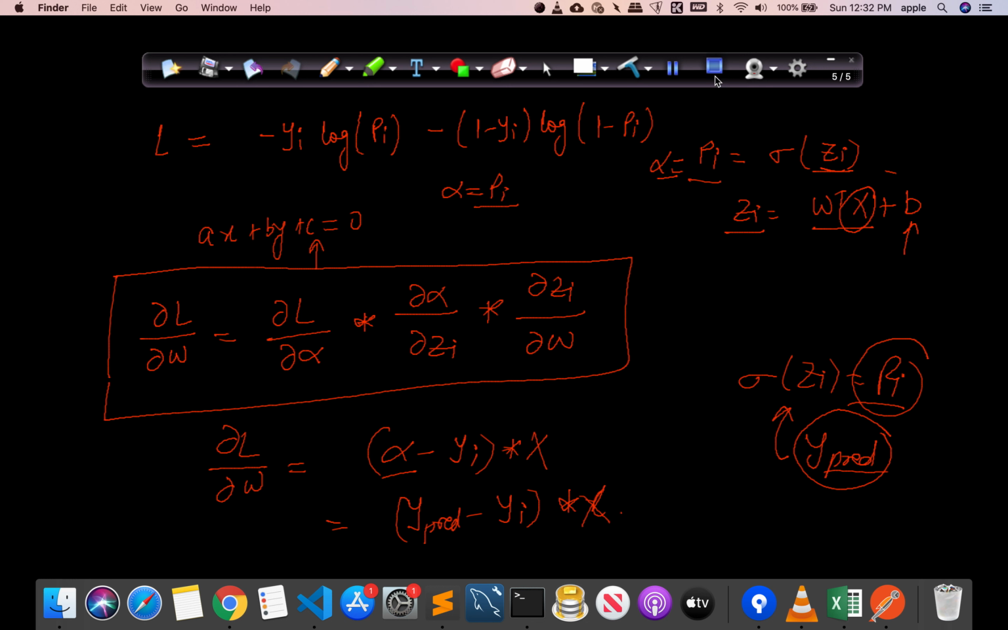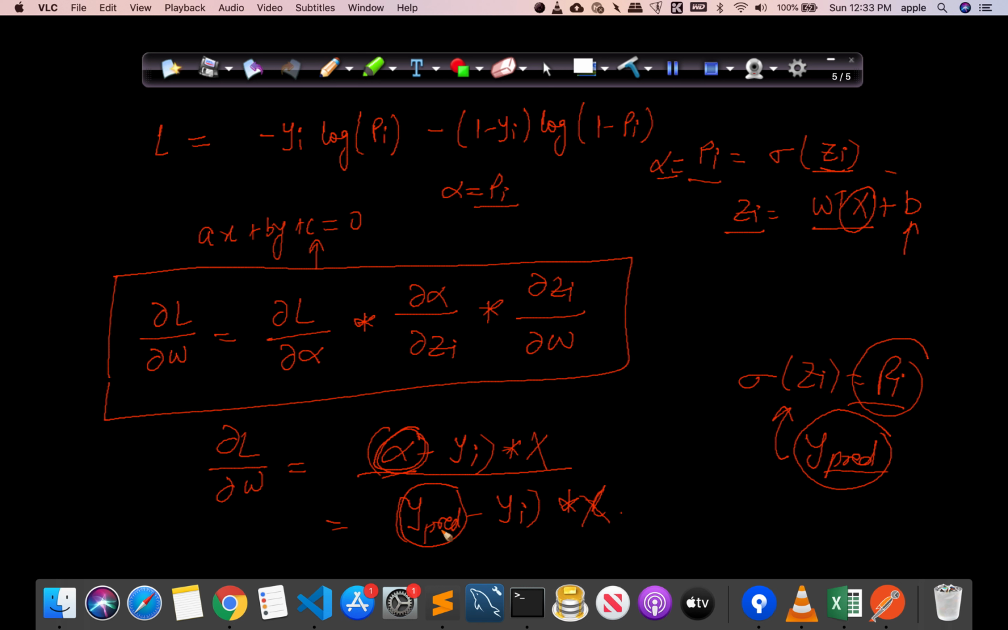Here i is the data point. So we have seen in our previous video also, we got this particular equation. So this alpha i is the probability of a point belonging to a particular class. So we can replace this alpha i with y predict. We are just giving it a particular name of y predict.